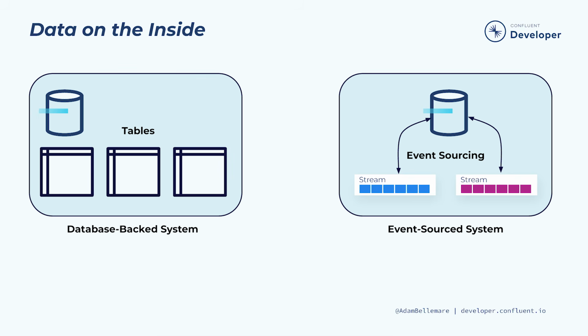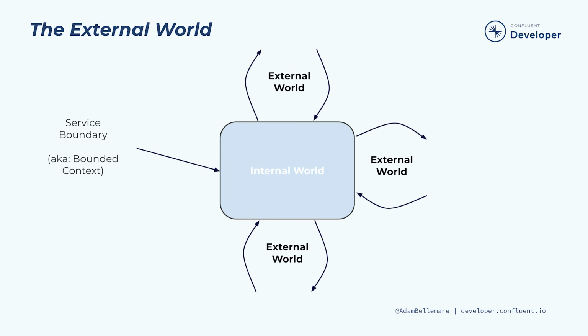Data on the inside is private and meant specifically for use inside the system. It is modeled according to the needs of the service. It is not meant for general usage by other systems and teams. But what about the external world? Let's take a look now.